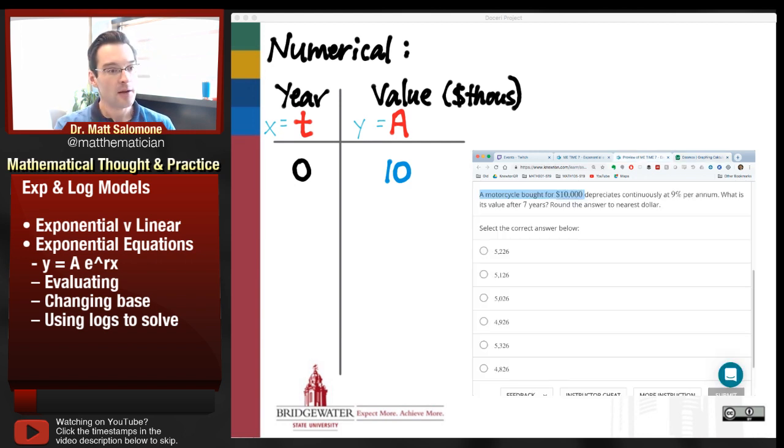And so the next thing I would do is go back to this description one more time and say, what does it mean for the value of this motorcycle to depreciate by 9%? So I want to skip over the word continuously here. And I just want to think about what would it mean to depreciate by 9%? So maybe I can delete this word continuously here real quickly. See if it's going to let me do that.